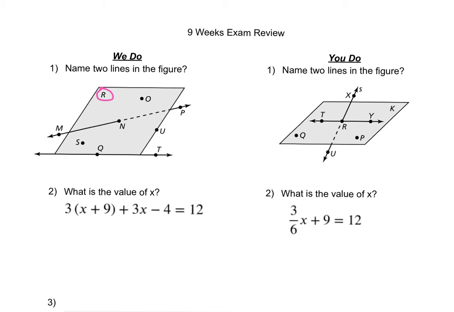that plane. So we can choose S and N, which would make line SN. We can choose O and N, Q and N, U and N. It doesn't matter. We are not choosing P or T or M because those are not on that plane. So we're just going to choose SN for this demonstration, and we need to have arrows on both ends letting us know that it's a line.